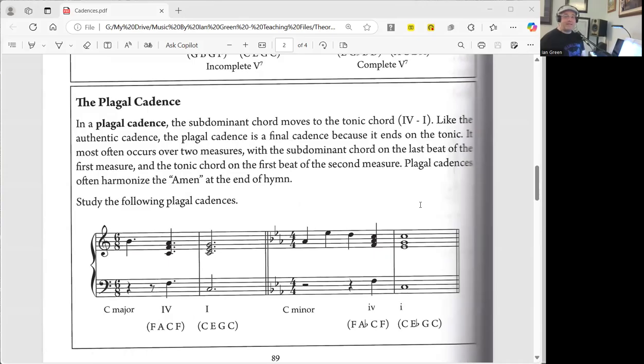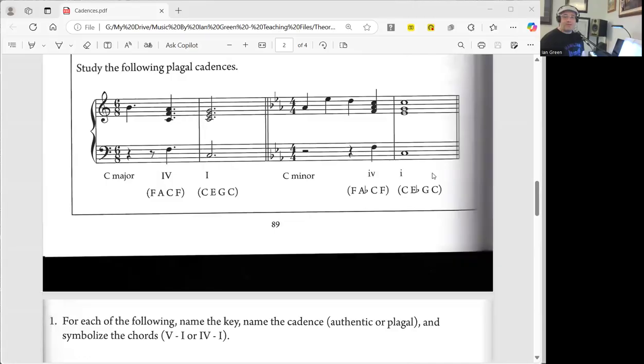Now, the next cadence that we looked at in this tutorial series is called the plagal cadence, and this contains the subdominant chord going to the tonic chord, 4-1. Now, in the next tutorial as well, we looked at something called the half cadence.